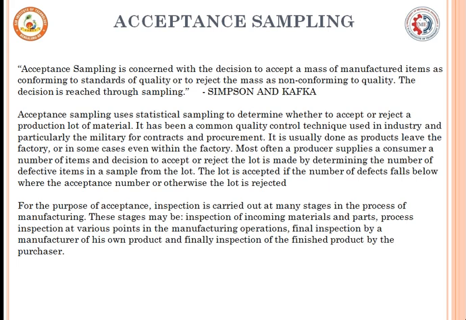So the purpose of acceptance sampling: inspection is carried out at many stages in the process of manufacturing. These stages may be inspection of incoming materials and parts, process inspection at various points in the manufacturing operations, final inspection by a manufacturer of his own products, and finally inspection of the finished product by the purchaser. Here in acceptance sampling a lot is taken, and inspection is carried out. What you test in that lot, whether it is meeting the quality or not, is done by the quality control person to decide whether the lot has to be accepted or rejected.